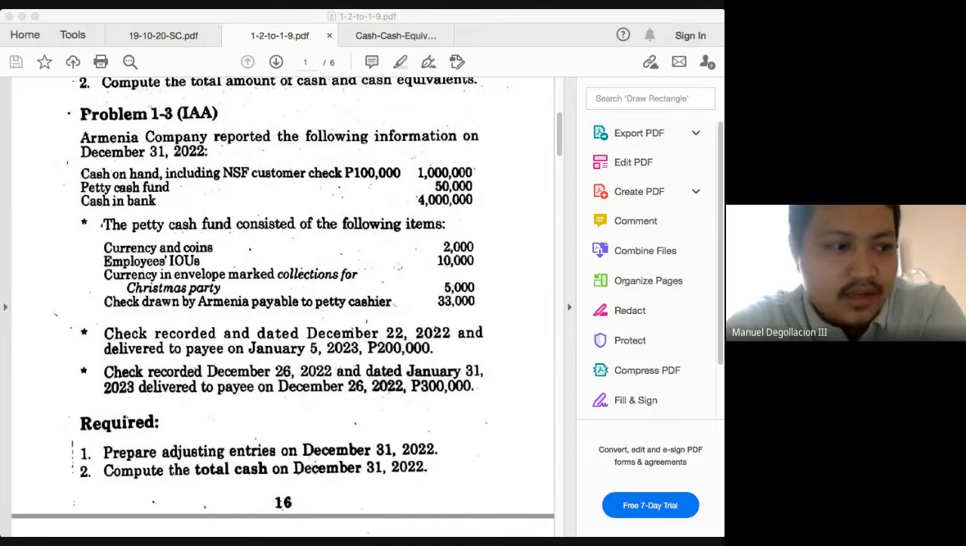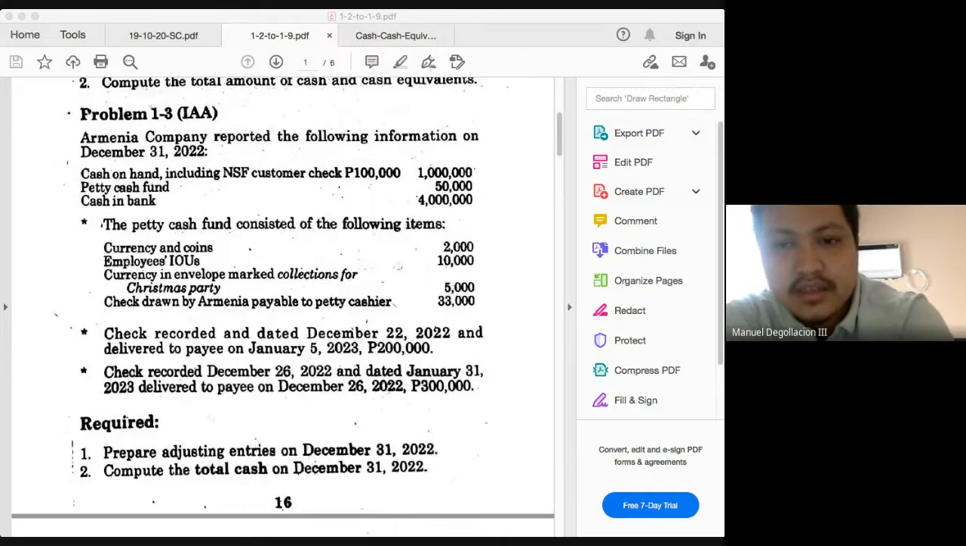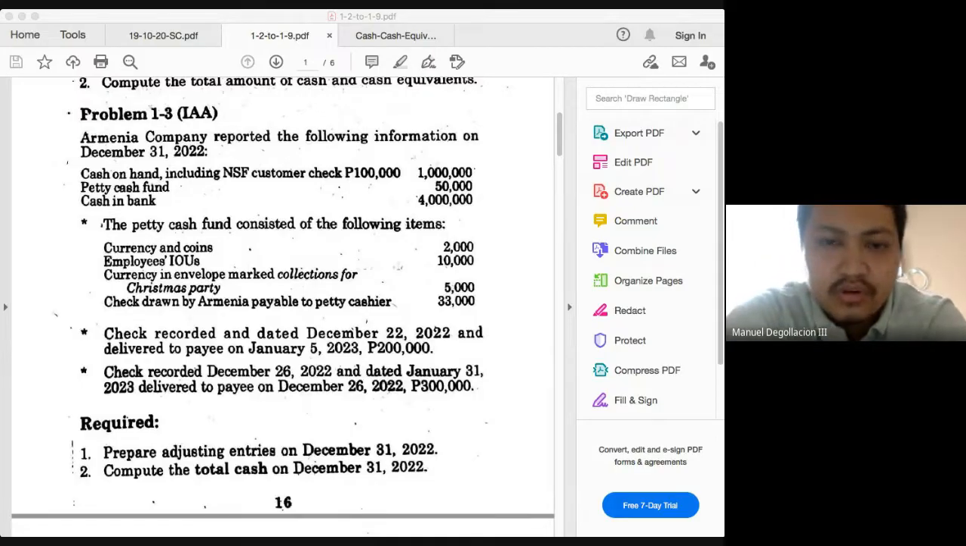Just be careful that the problems will not directly say that the fund was being replenished. It would normally state it as a check being drawn or made payable to the petty cash custodian or the petty cashier. So if you do that, you identify the cash items. In this problem, currency and coins, this is a cash item, 2,000. The check payment to the petty cashier, 33,000. You add the 2,000 and the 33,000, you would still arrive at 35,000. Again, I prefer that you use the second approach.